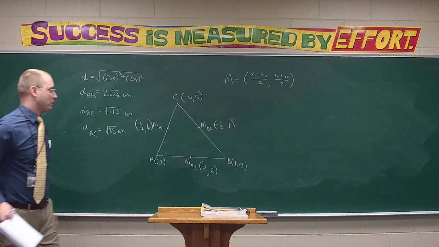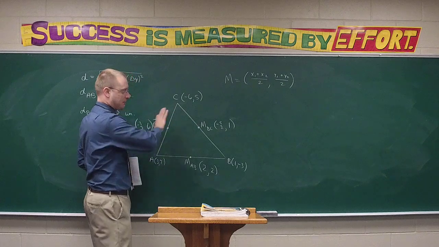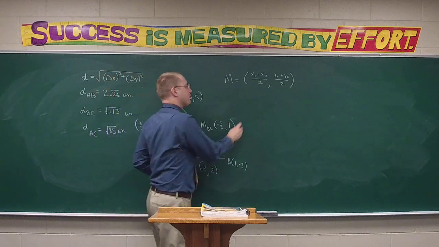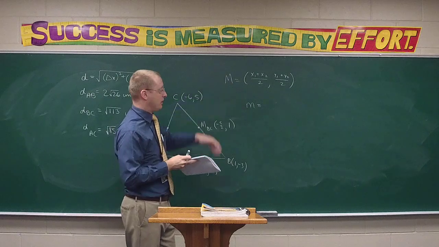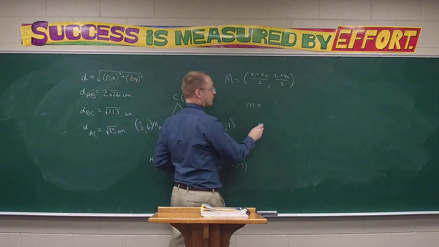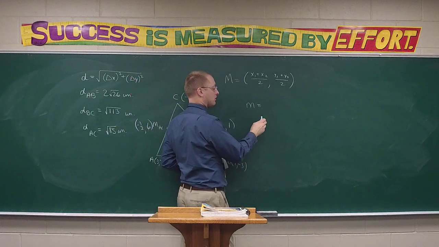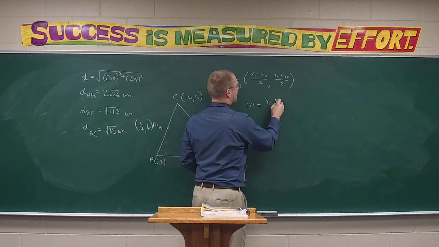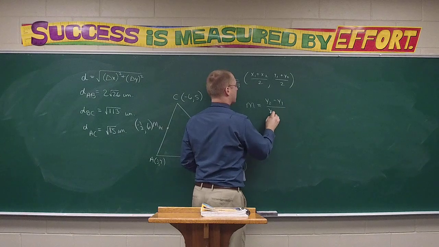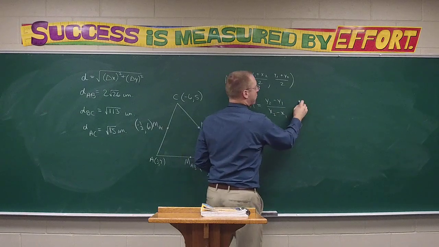All right, the next thing I wanted was the slope of each of the sides. I'm going to write these off to the side. What is the formula we use to find slope? Notice lowercase m versus capital M for midpoint. Quentin? y2 minus y1 over x2 minus x1. There we go.